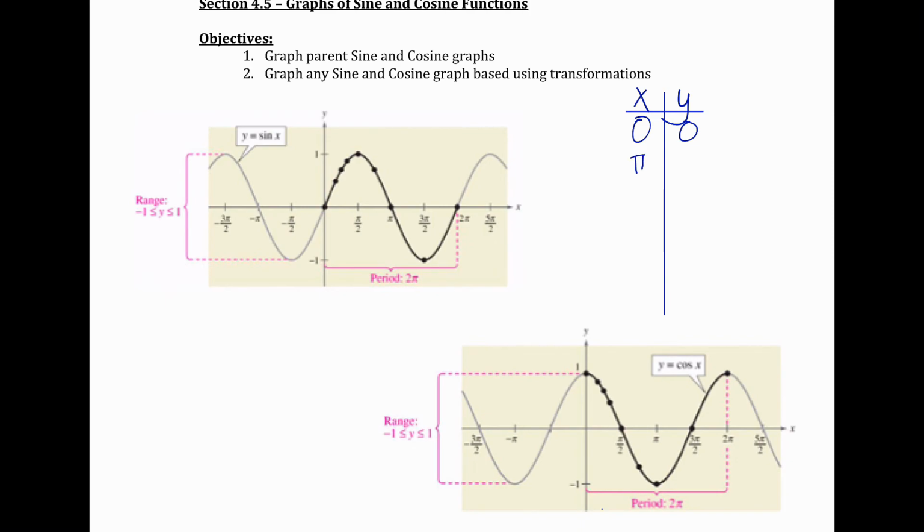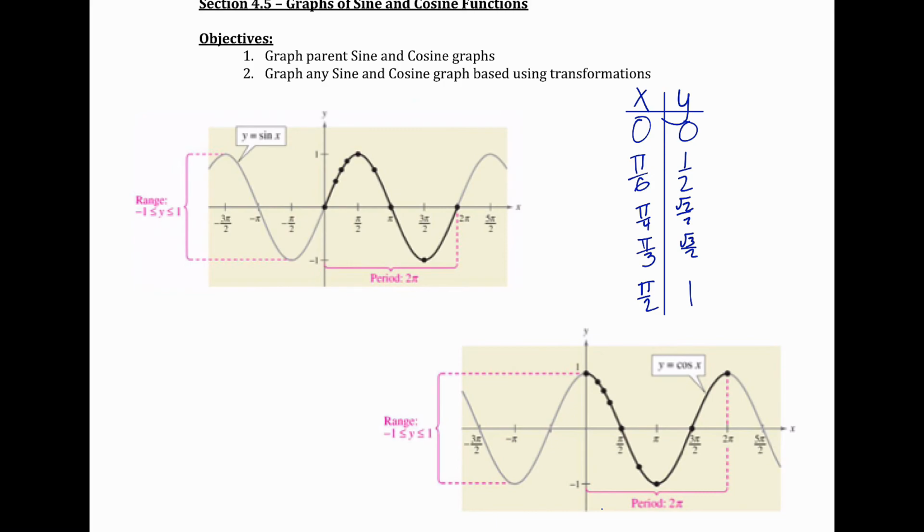If we plug in pi over 6, according to the unit circle, our y value would be 1/2. If you were to plug in pi over 4, our y value would be root 2 over 2. Pi over 3 would be root 3 over 2, and then pi over 2, or in other words 90 degrees, would be up at y equals 1. So that just shows the first several points there. You can see some other points here.